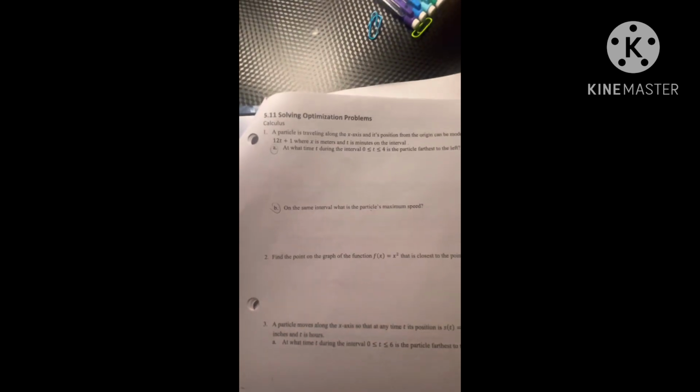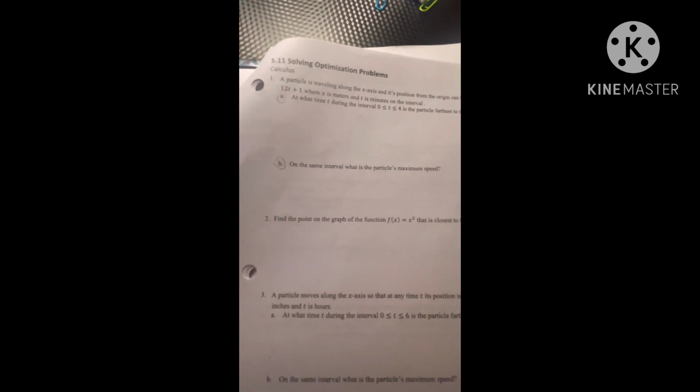Hi guys, we'll be doing 5.11, solving optimization problems. It's basically the same thing as 5.10, but this one you can either use a calculator, or it's just more problems. So here we'll just be doing part A and part B. But let's get into the problem.